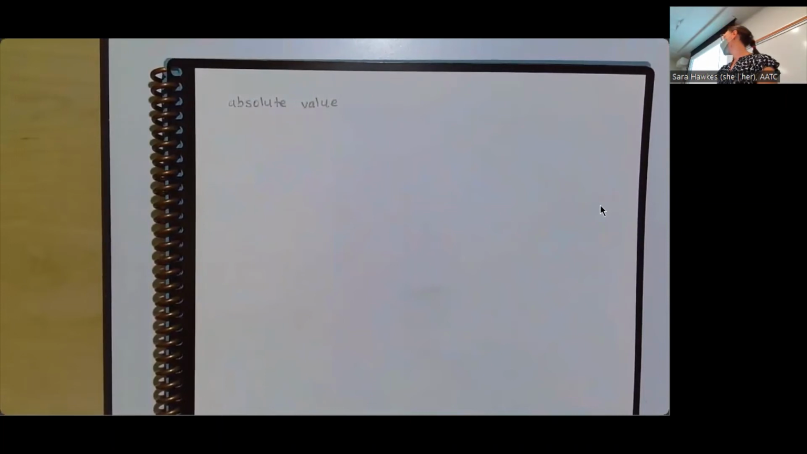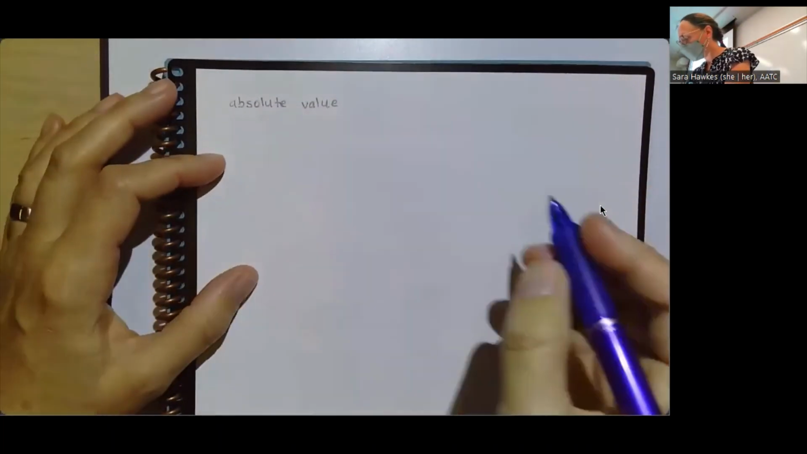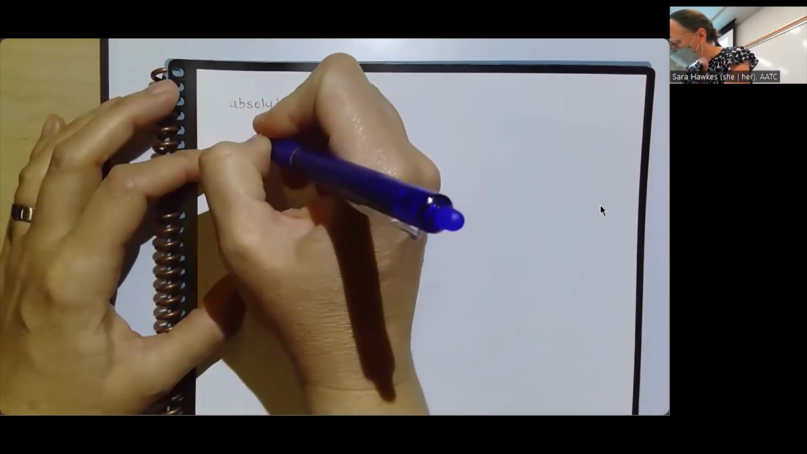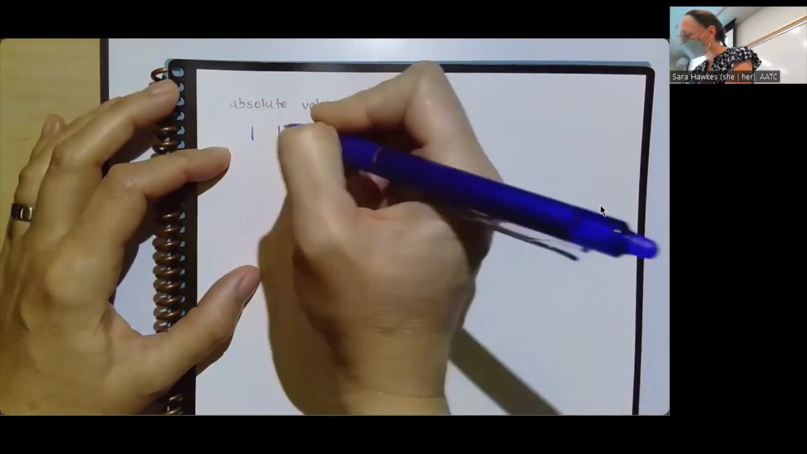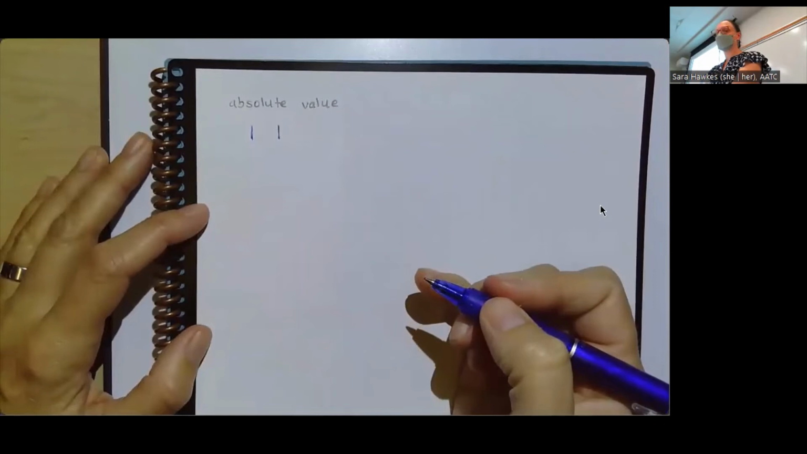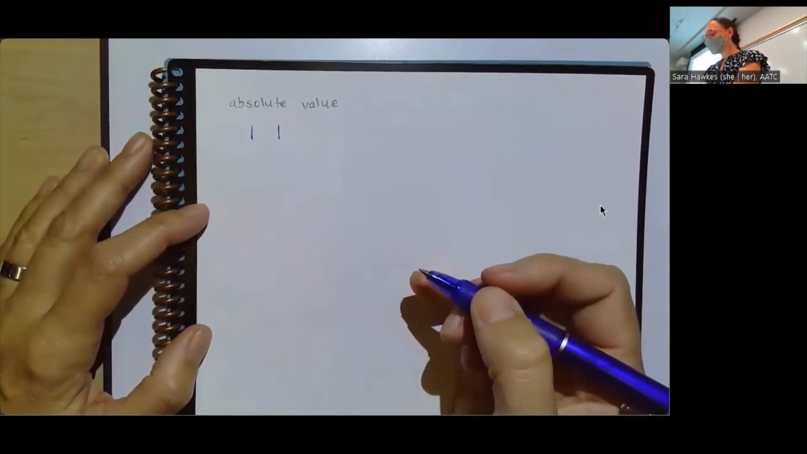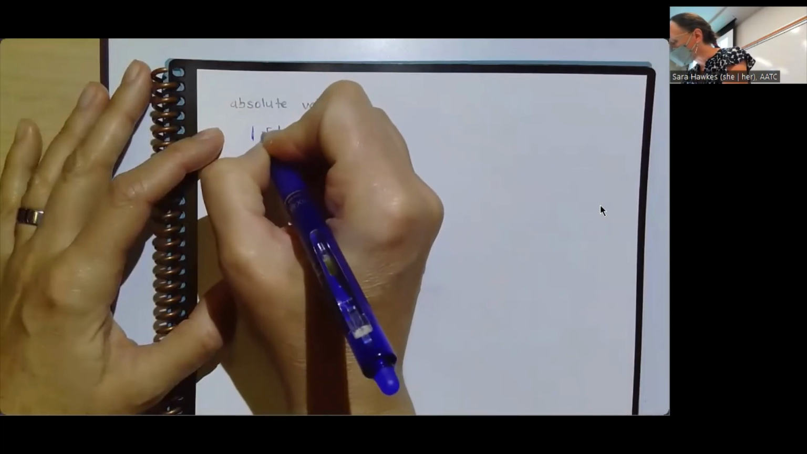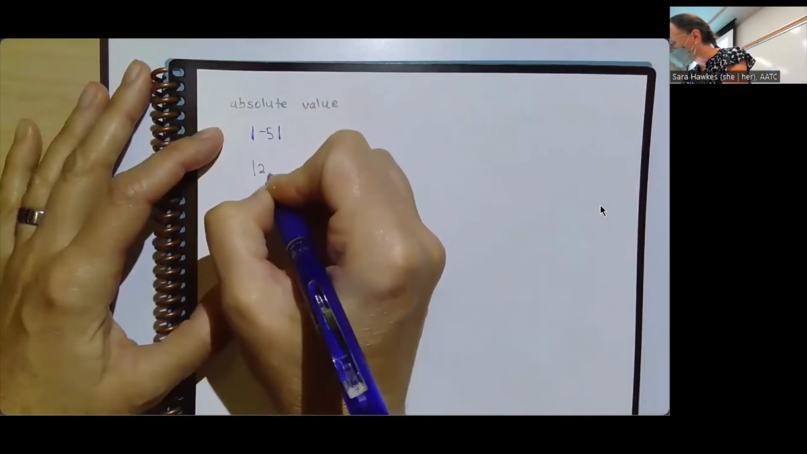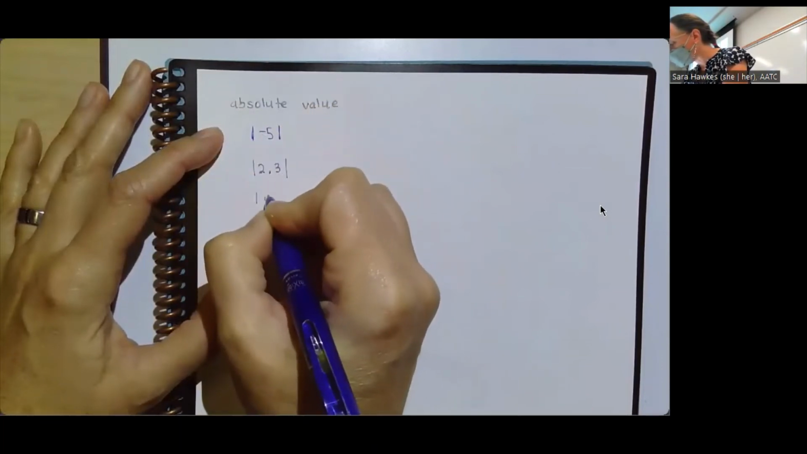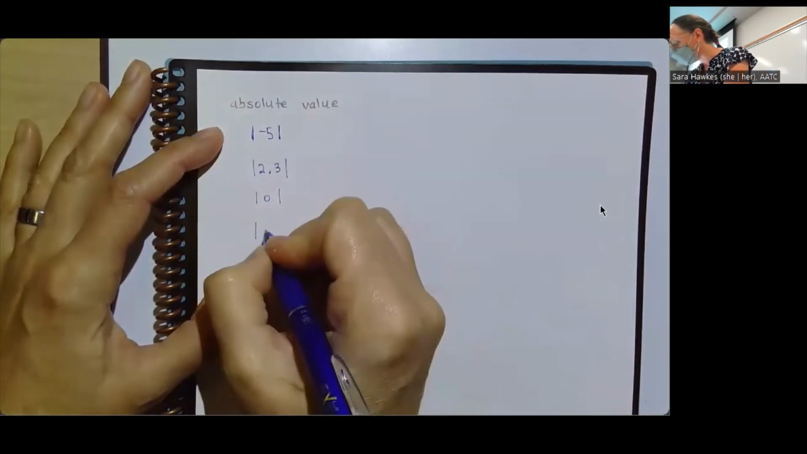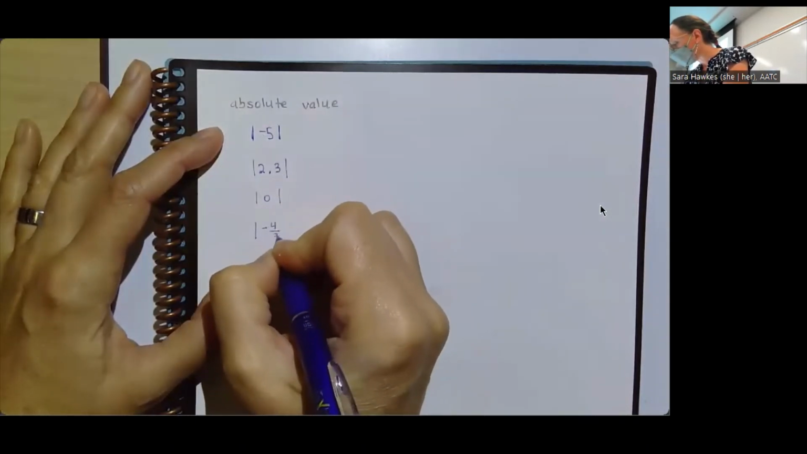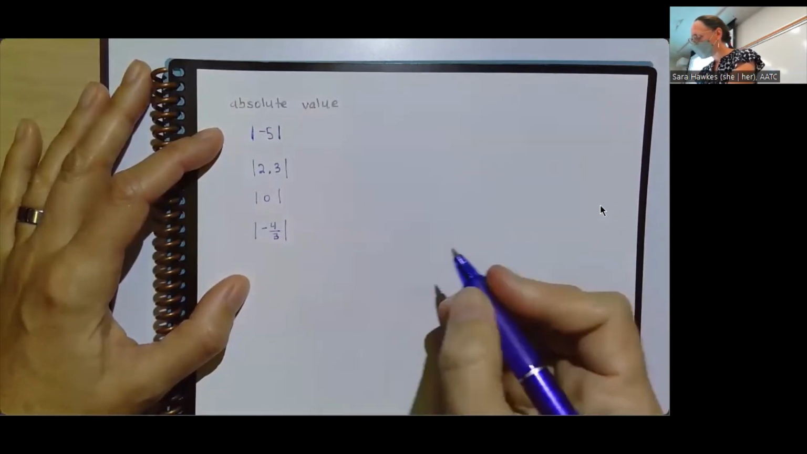There are a couple of different ways that we can think about absolute value. So notation wise, we use 2 vertical bars. So if I had, I'm just going to put a couple of things in here, 2.3, absolute value of 0, absolute value of -4/3.